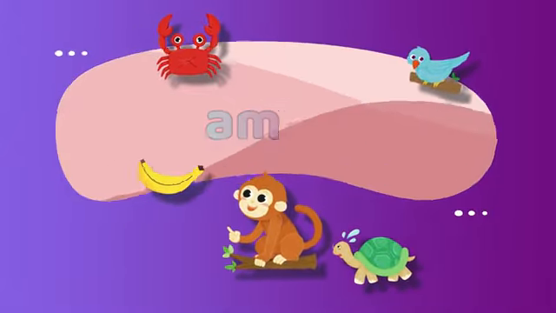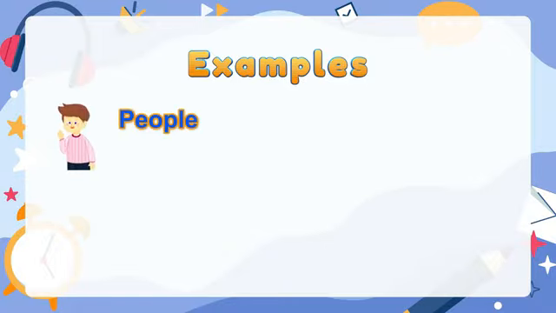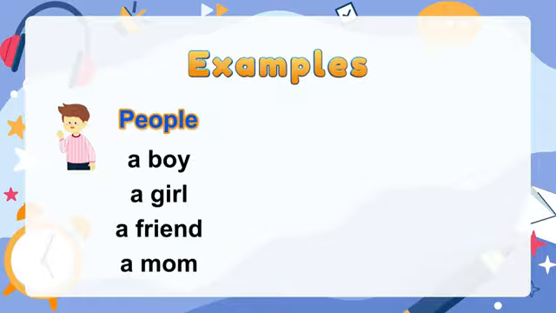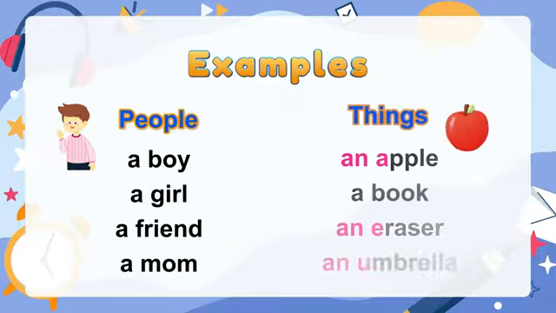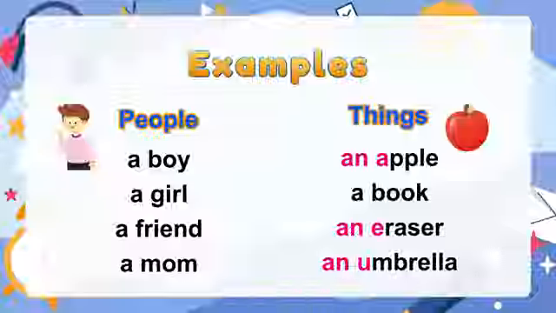Examples. Let's look at some examples of nouns. Under people, we have a boy, a girl, a friend, a mom. Under things, we have an apple, a book, an eraser, an umbrella.